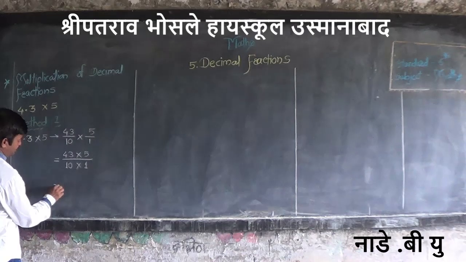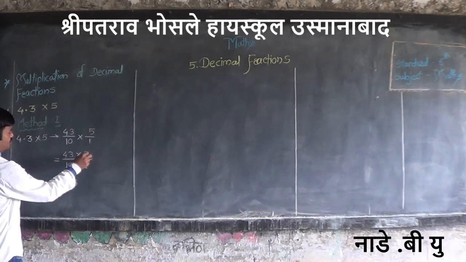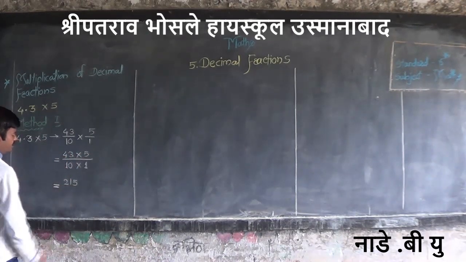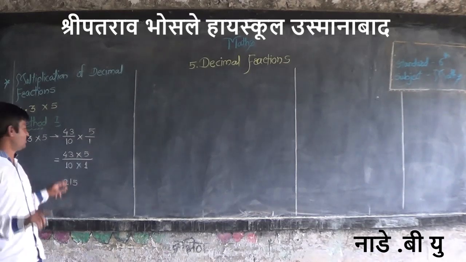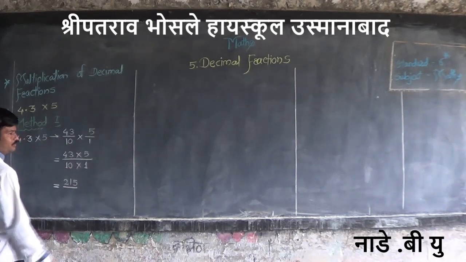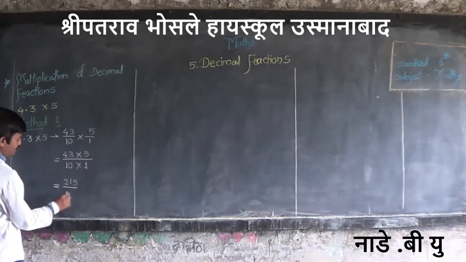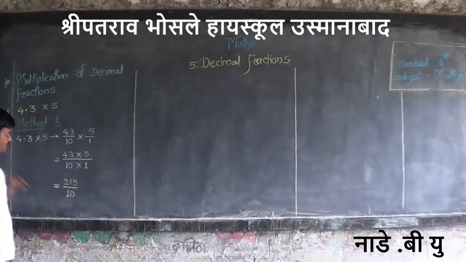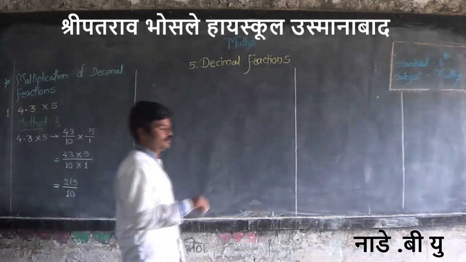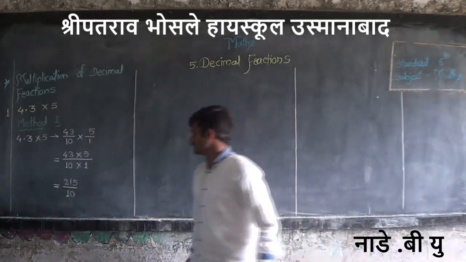Here the multiplication: 5 3s are 15, carry 1. 5 4s are 20 and 1 is 21. So 215 is the product of the numerator place numbers. Now we write the product of the denominator place. 1 10s are 10, or 10 1s are 10. Here our product in common fraction is 215 upon 10.